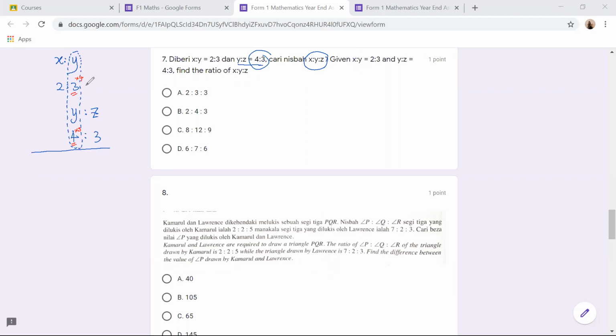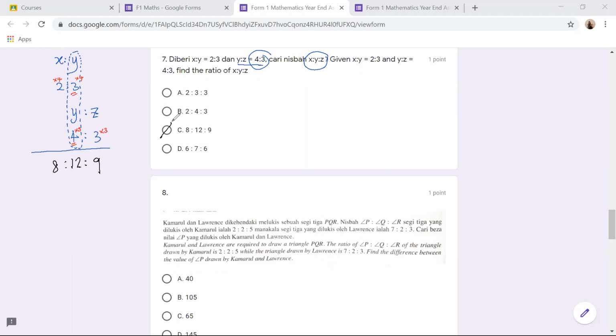So for the first set of ratio, I times 4 for y, I also need to times 4 for x. Likewise, go to the second set of ratio. If for the y I times 3, the corresponding value for the other ratio will also need to be multiplied with 3. Understand? So that you have a common bridge that bridges the x and z together. So the x will now become 8, the z will become 9. So x to y to z will be 8 to 12 to 9.